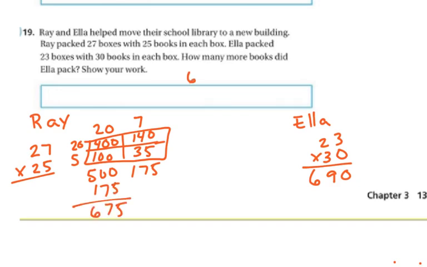Now to find the difference, I'm going to take the 690 minus the 675. Can't take 5 from 0, so I'm going to make it a 10 and an 8. So the difference in books is 15. There are 15 more books.